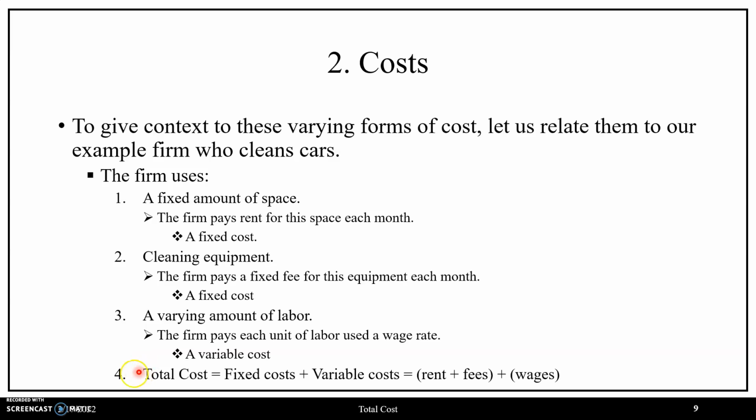So then in terms of our total cost, looking at it as our sum of fixed and variable costs, we then have that our fixed costs are going to comprise our capital in terms of our factor of production, which in this case is going to be the rent that is paid on the space, and the fee for our cleaning equipment. So this is going to be this left parentheses, rent plus fees. And in terms of our variable costs, this is going to account for our varying amount of labor, where they are paid a wage rate. So then our variable costs are going to be our wages. So then our total cost is then going to be the sum of rent, fees, and wages.